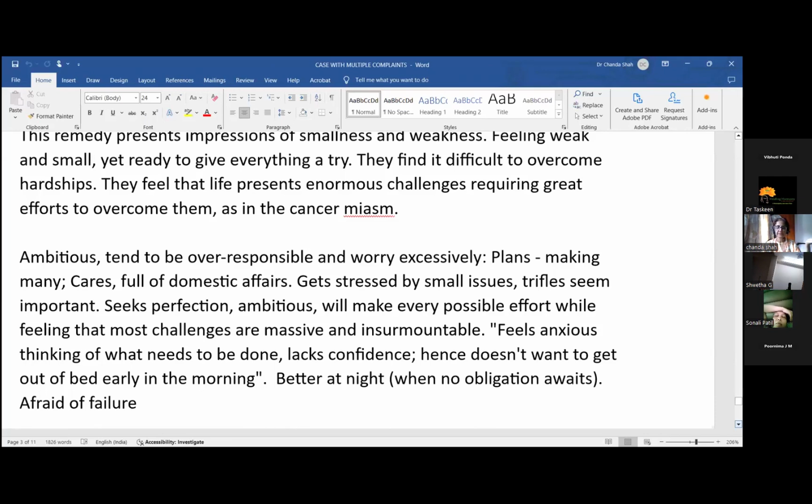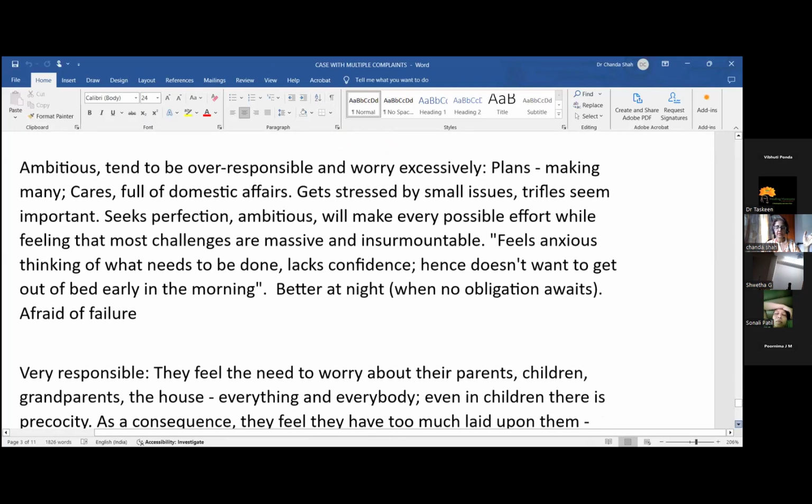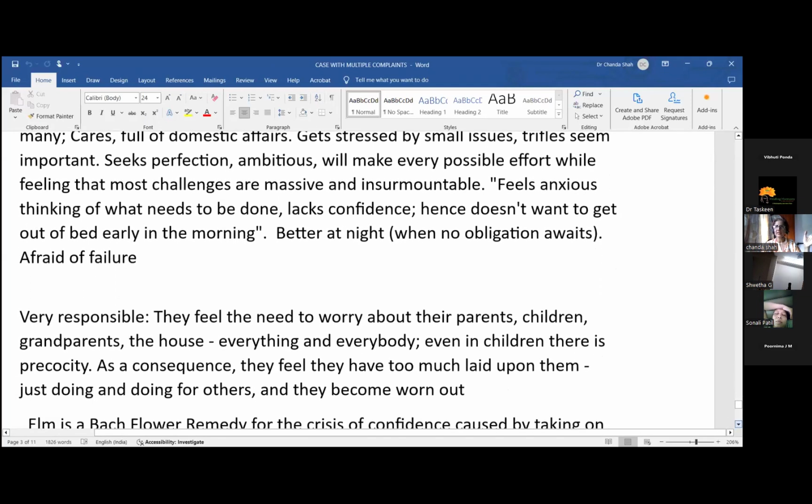And he feels anxious, thinking of what needs to be done, lack of confidence. Hence, he doesn't want to get out of bed early in the morning. He said, no, Mondays are bad. There are too many things to do. And he feels better at night, watching TV, and afraid of failure. And these people are very, very responsible. They feel the need to worry about their parents, children, grandparents, the house, everything and everybody. Even in children patients, you will see precocity.